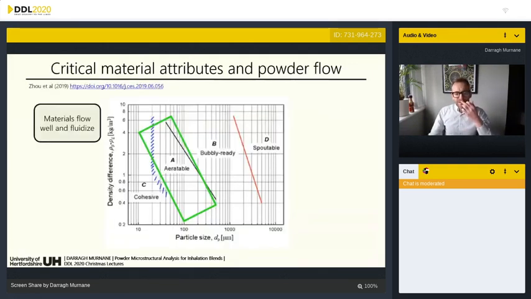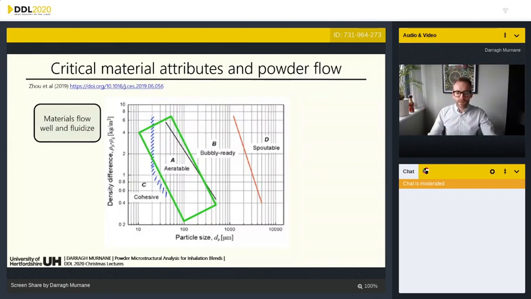So if we think about the critical material attributes then, one of the key things that we're interested in here is powder flow. And Geldart's analysis of four classes of powders, A, B, C, D, is really quite key here. We can see, for example, the relationship between the particle size of the input material and the difference in density between the particle and the gas or the air phase. We're able to really define out a number of different behaviors.